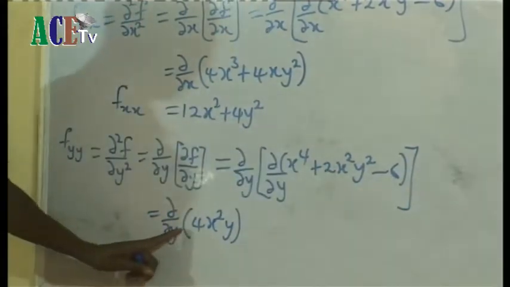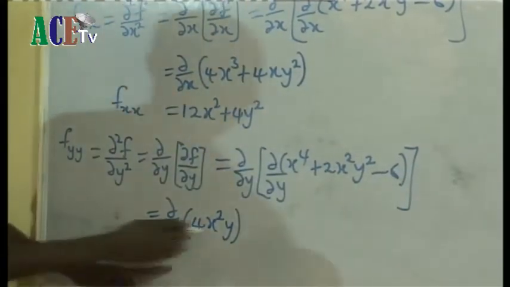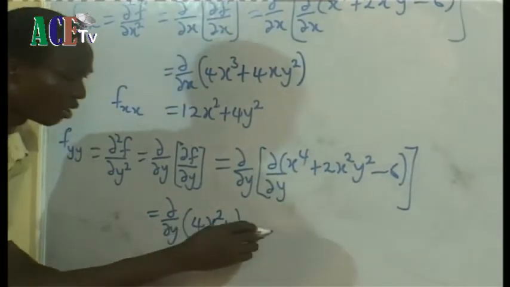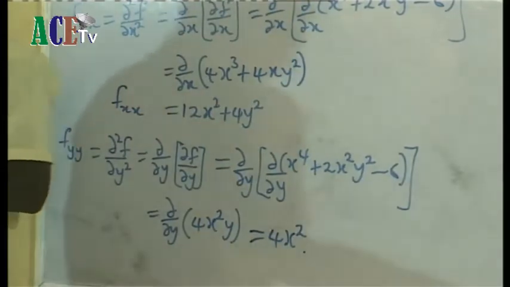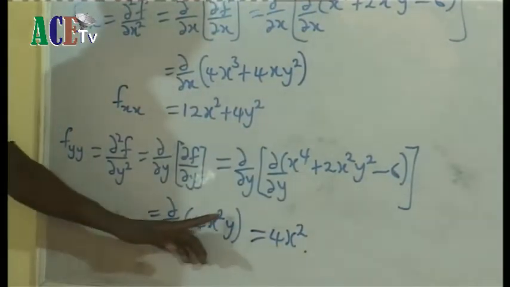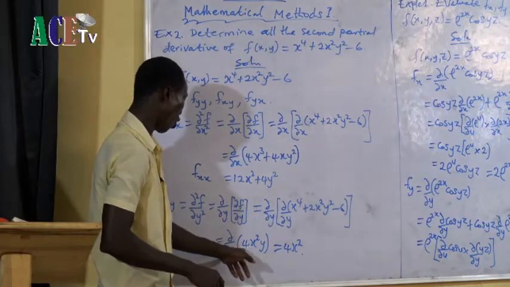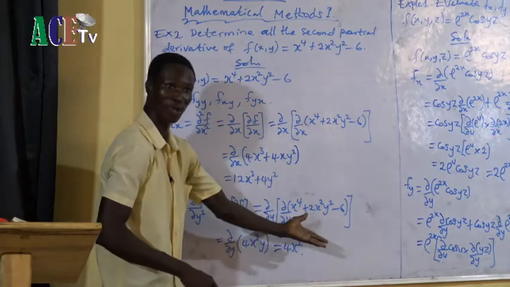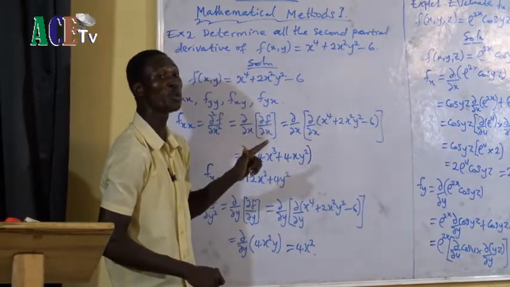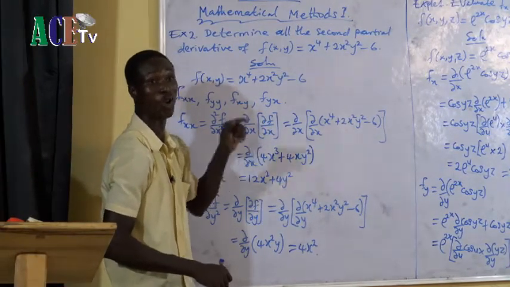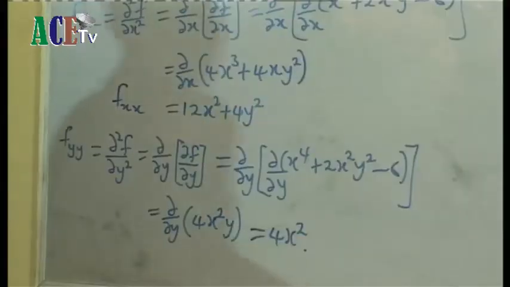Now, by the time I want to differentiate this one with respect to y, it will give me 4x squared. Because if I differentiate y, it will be 1, and it will be this. I'm differentiating with respect to y only. x will be considered as a constant.